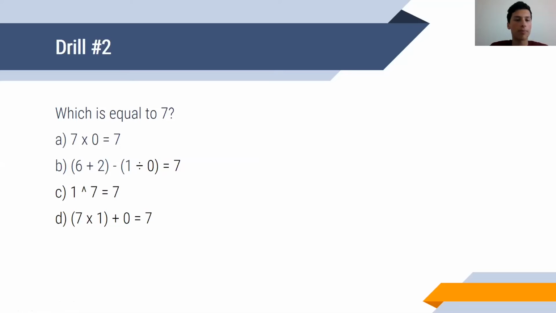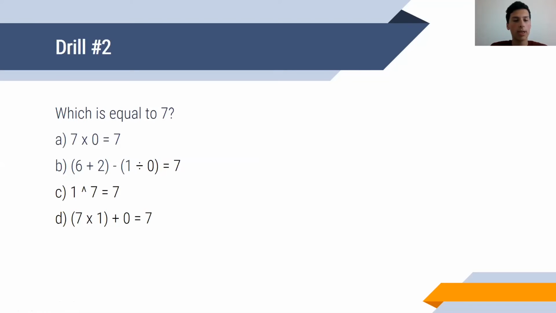So here's another drill, a multiple choice question. Which is equal to 7? A, 7 times 0 equals 7. B, 6 plus 2, parentheses minus in parentheses 1 divided by 0 equals 7. C, 1 to the power of 7 equals 7. Or D, 7 times 1 in parentheses plus 0 equals 7. Pause the video if you need for this one.